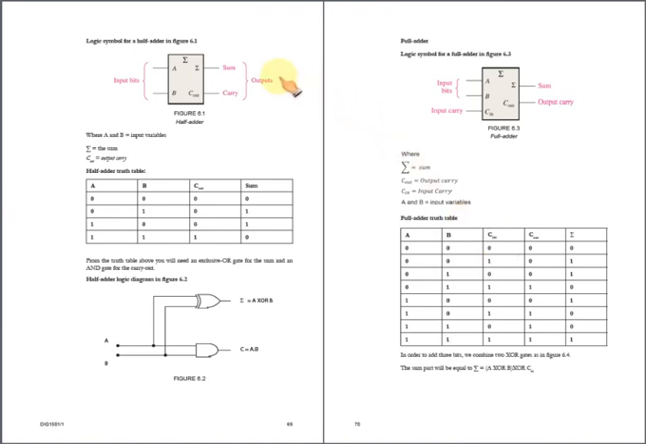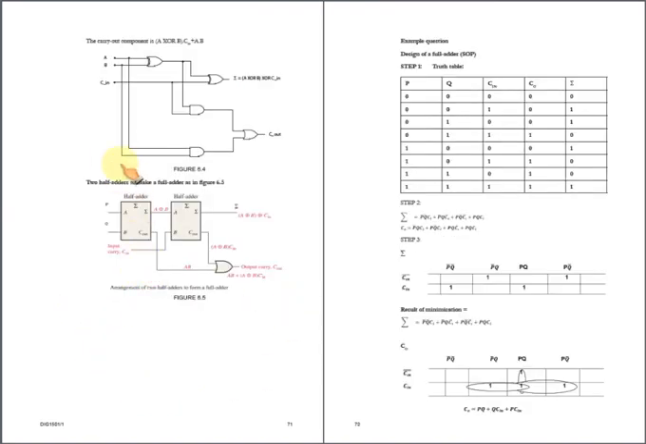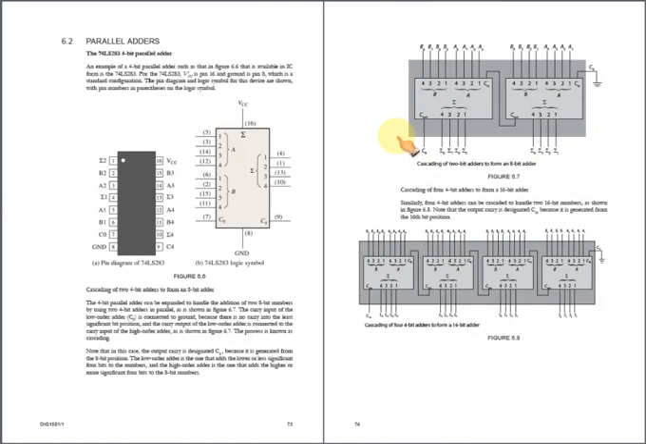Now I do expect you to know the difference between a half adder and a full adder. I need you to explain that through the truth tables, and also know what the logic diagram is for a half adder and a full adder. And here we have the design of a full adder, which you also need to be aware of.